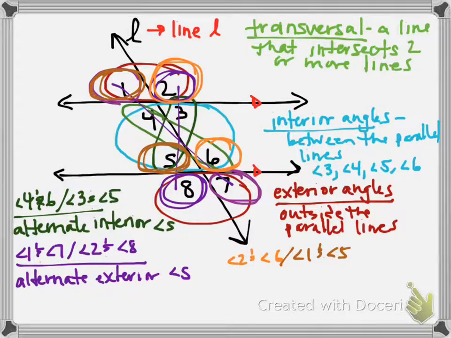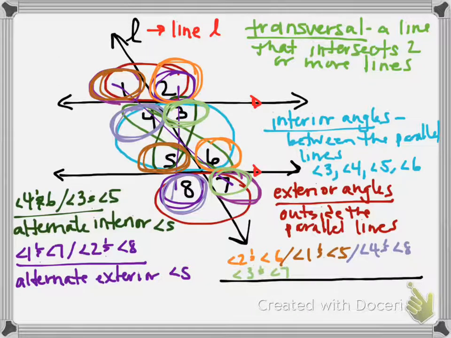We've got angle 4 matches to angle 8. And then we've got angle 3 matches to angle 7. Because they share a common position, but one is in relation to the transversal in the top of the parallel lines, one is in relation to the transversal in the bottom of the parallel lines. These are called corresponding angles.